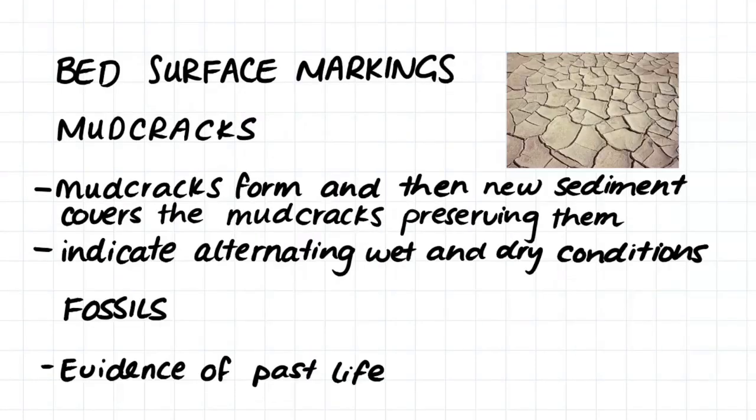The last thing we will discuss in this video are bed surface markings. Bed surface markings occur due to alterations on the surface of the earth. Mud cracks form when the surface of the earth dries out. Mud cracks can be preserved in the sedimentary layers when they are covered by sediment. These mud cracks indicate that we have had alternating wet and dry conditions in the past. Fossils are another type of bed surface marking, where fossils can be preserved within the layers of sediment, and they are an evidence of past life.